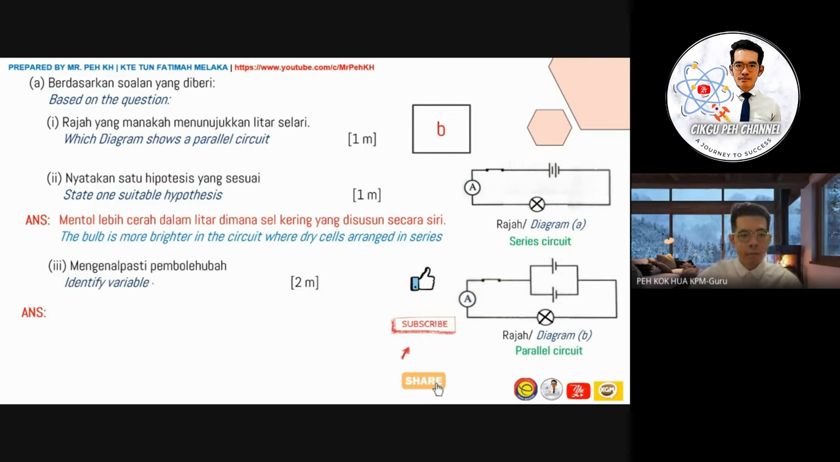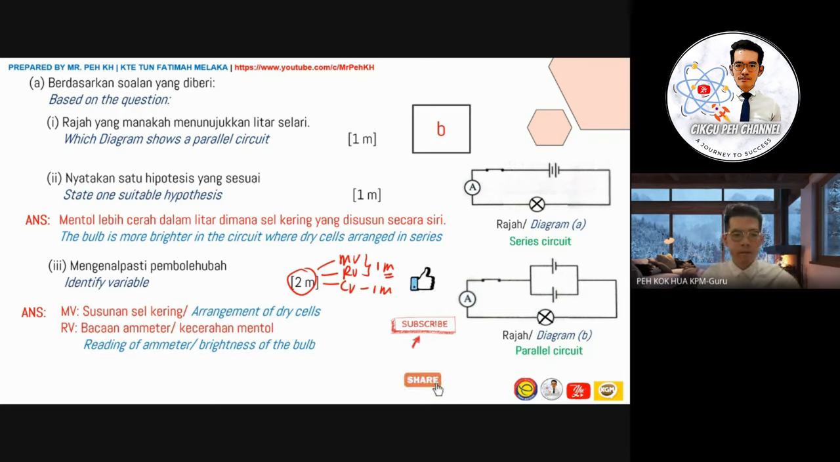Next, identify the variables. The identify-the-variables question here, 2 marks, actually refers to 3 variables: MV, RV, and CV. Normally the MV and RV together get 1 mark, then your CV will be another 1 mark. The first mark will be given for the MV, as I mentioned. So the manipulated variable here will be the arrangement of the dry cells, which is in series or parallel. Then the RV here will be the reading of the ammeter, and you may also observe and compare the brightness of the bulb for these two different circuits. Then the control variable here will be the number of cells for each circuit, which is 2.